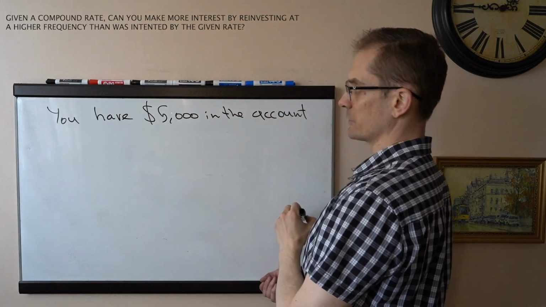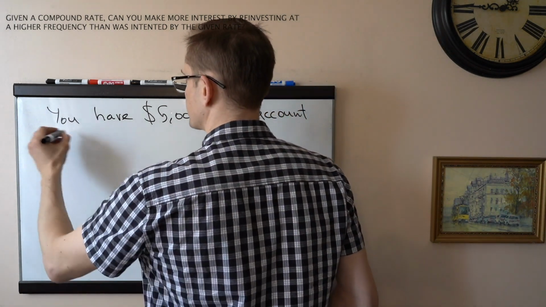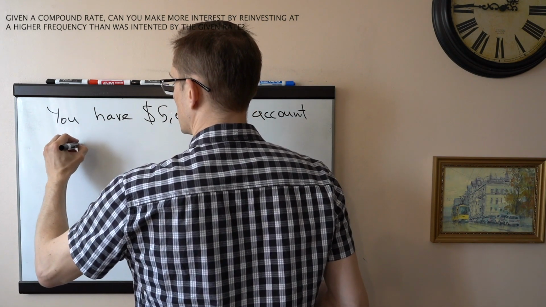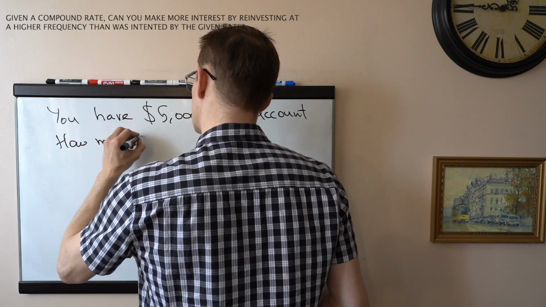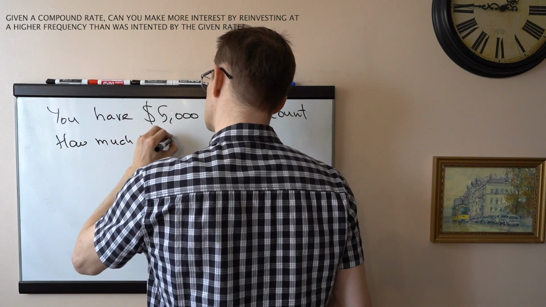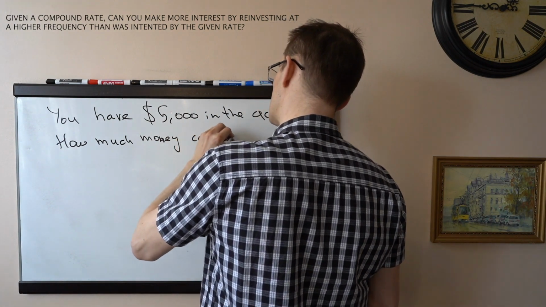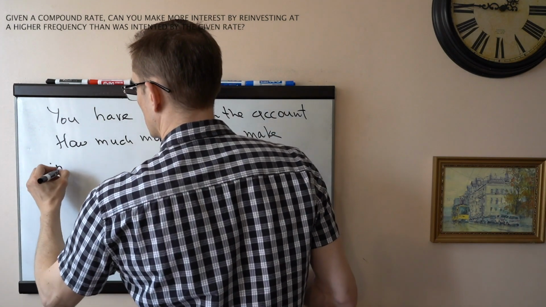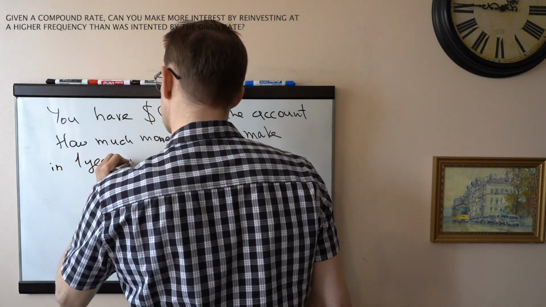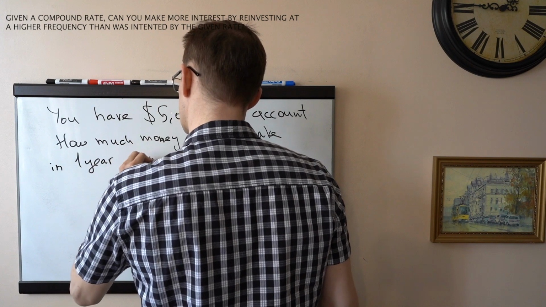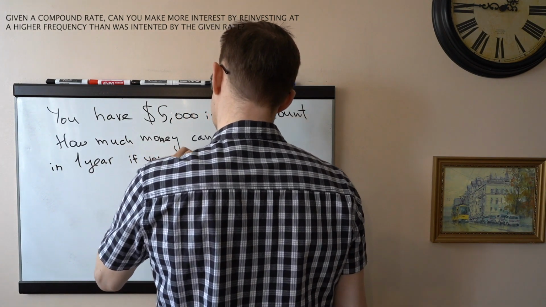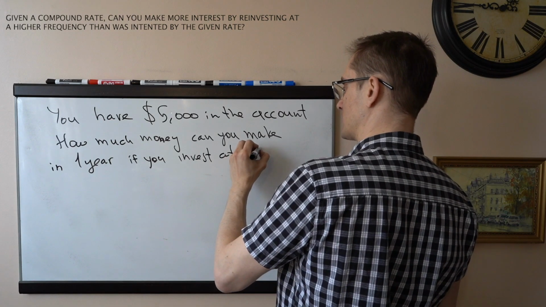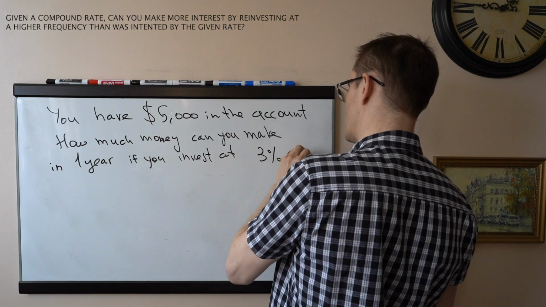So you have $5,000 in the account, and how much money can you make in 1 year if you invest at, let's say, 3% compounded annually.